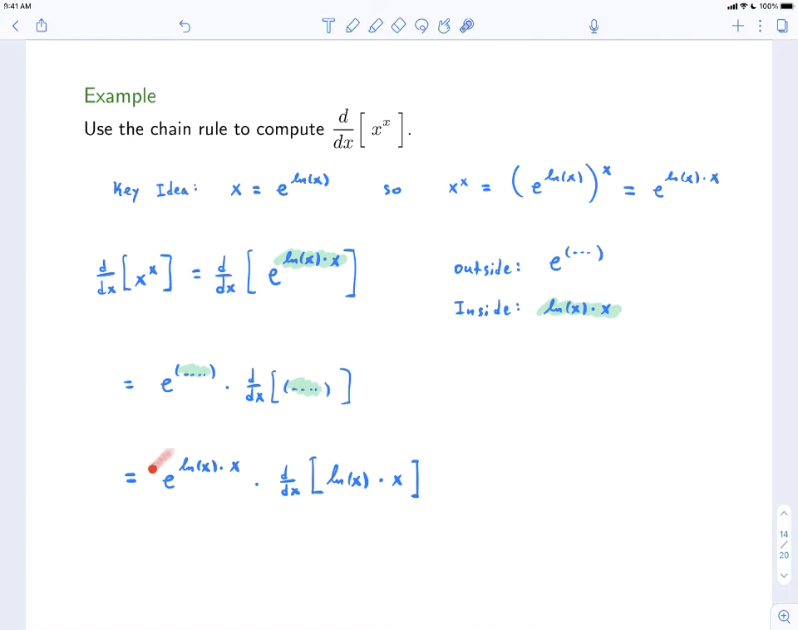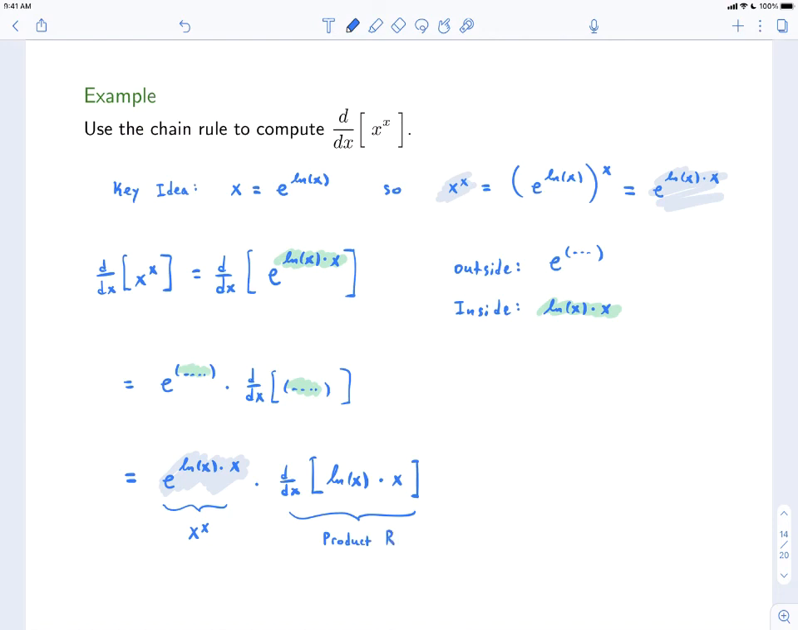Now this first term here, e to the ln of x times x, we don't need to do anything with that, but e to the ln of x times x was equal to x to the x to begin with. So this thing right here is just x to the x. And now what about this derivative? This is the derivative of a product, so we have to use the product rule.